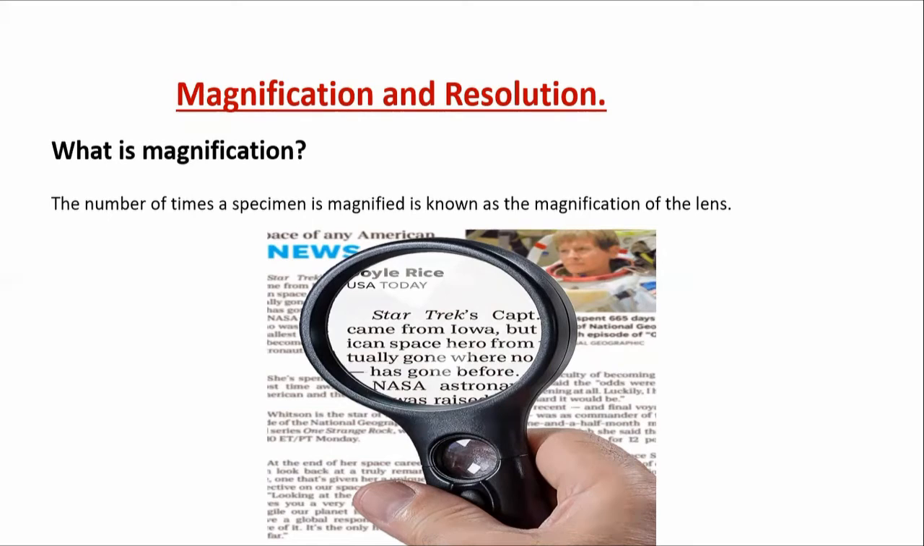What is magnification? The number of times a specimen is magnified is known as the magnification of the lens. You can also define magnification as the process of enlarging the original size of an object. That is easier for you to understand, right? The process of making something look bigger can be defined as magnification. All right. So here there is another image of using a hand lens to observe tiny letters.